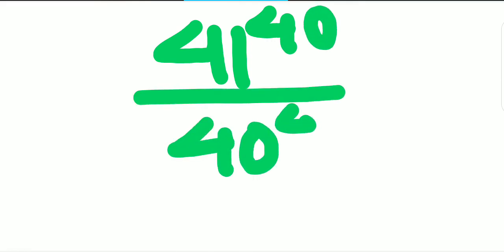First of all, we have 41 to the power 40 divided by 40 to the power 41. Let's try to determine this ratio, whether it is greater than 1 or less than 1. If this ratio is greater than 1, then I know that the numerator is bigger. If this ratio is less than 1, then I know that the denominator is bigger. Currently, I do not know, so I just write 41 to the power 40 divided by 40 to the power 41.